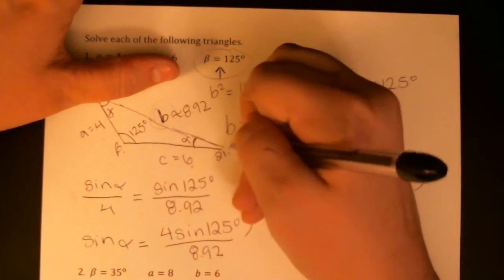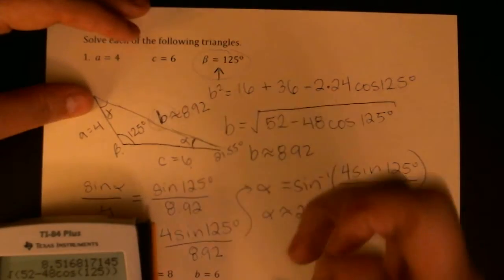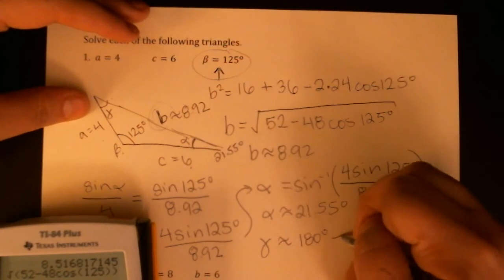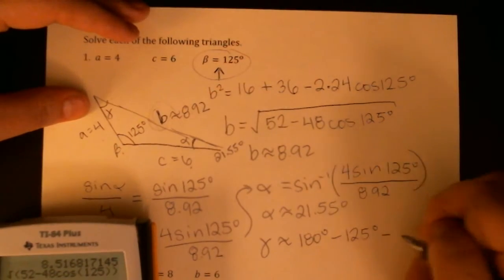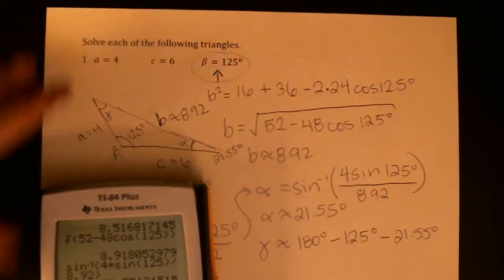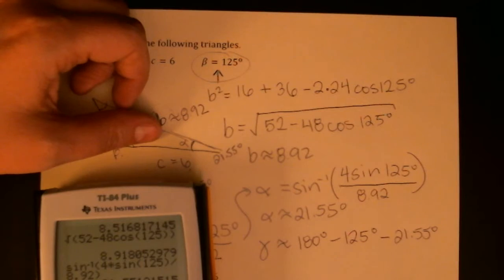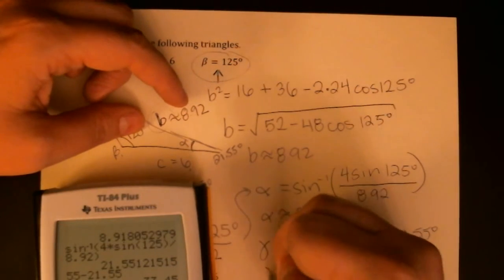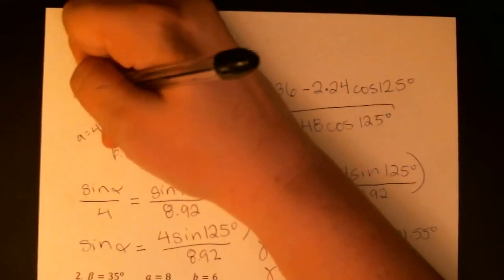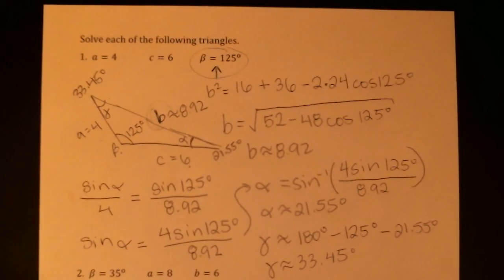Okay, so 21.55 degrees. And then my last step will be to find gamma. And that shouldn't be too much trouble because gamma is just going to be 180 degrees minus 125 degrees minus 21.55 degrees. So 180 minus 125 minus 21.55 is 33.45 degrees. Okay, and we found all information about that triangle, so triangle solved.